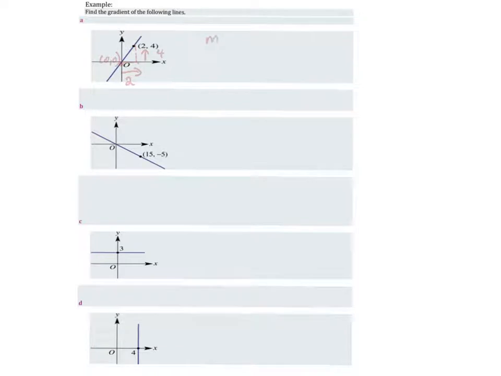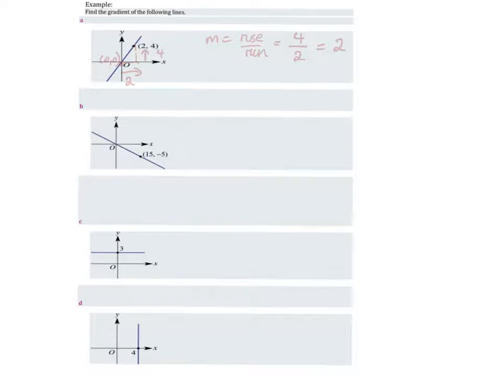So my gradient is rise over run. My rise here is a positive 4. My run is a positive 2. So overall it is 2. Was I expecting a positive gradient? Yes, I was. So that looks right to me. What about the next one?